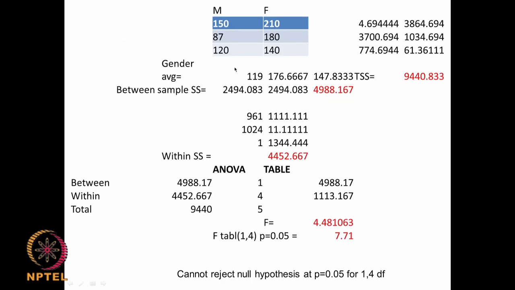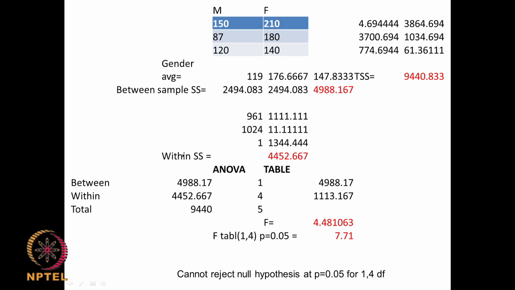Okay. So in this particular case, what do I do? 119 minus 147.8, square it, multiply by 3, because there are 3 data points. 176.6 minus 147.8, square it, multiply by 3. So you will get this. Now you add both these together, that will come to 4988. So this gives you the between sample sum of squares. Degrees of freedom will be 1. For TSS, degrees of freedom will be 5.